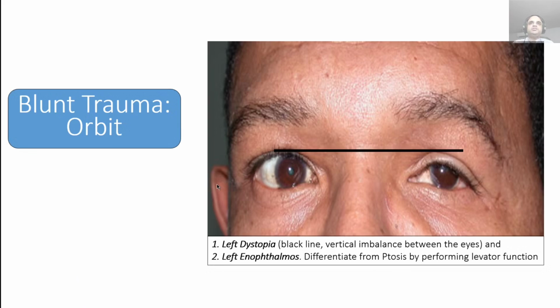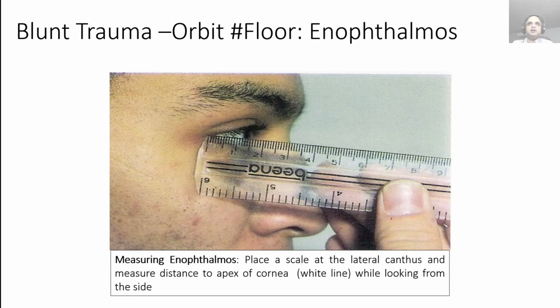This is dystopia, and this is the left eye. Look at how the upper lid is lower, and that's because the eyeball is sunken. It's also enophthalmos, because the eye appears sunken in. Now, some of you might say this can also be ptosis, drooping of the upper lid. But there is a very simple way of checking that, and that is by performing the levator function.